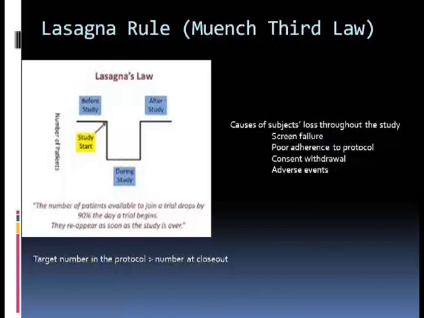Anyway, the Lasagna rule refers to the fact that when I'm estimating my ability to enroll in a trial, before I start the trial, I'm 100%. I have 1 million patients. Somehow, once the study starts, it goes down to about 20%. And then after the study is finished, I can enroll 100% again. I can enroll everybody and their dog in the trial. And this is something that I personally feel every day.